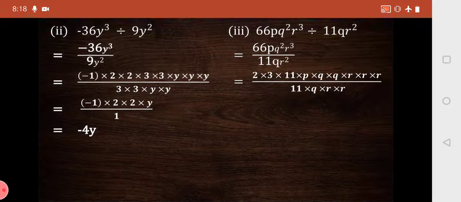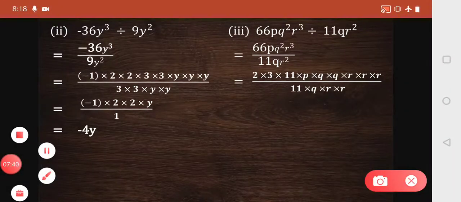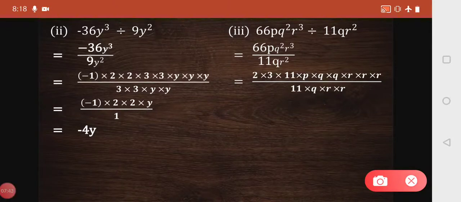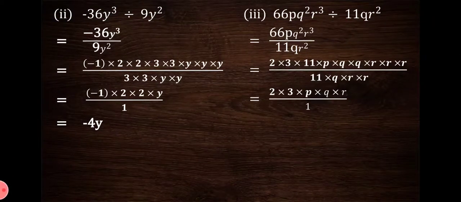After writing the factors, let's see what we can cancel that is common in the numerator and denominator. 2 and 3 are there in the numerator, the denominator does not have them, so we can see 11 same. We can see 1 time q same and 2 times r common. Yes, same. So we'll be left with, the numerator will be left with 2 into 3 into p into q into r, and in the denominator everything is cut, so we will remain with 1. That is equal to 2 into 3 into p into q into r.